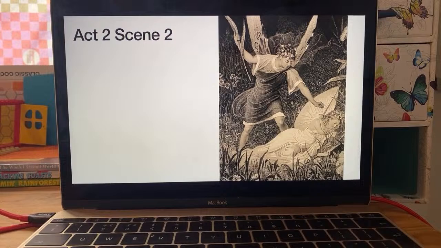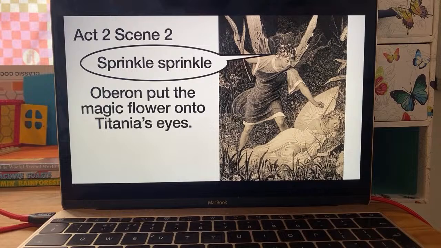You could possibly say that there's an argument for Oberon being in control of the natural world, or in control of nature, or he's certainly got some influence. We saw last week how Oberon, who is the king of the fairies, puts a magical flower into Titania's eyes to make her fall in love with the first person she sees. That's why she falls in love with Bottom, who is a donkey.